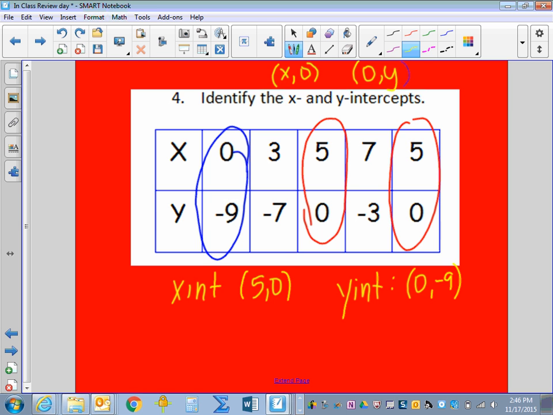If you want to double check this, you can do a little graph. My x-intercept, 5, 0, does indeed cross my x-axis, and 0, negative 9 does indeed cross my y-axis. If when you graph it you find you flipped it, that means you probably flipped your x and y.